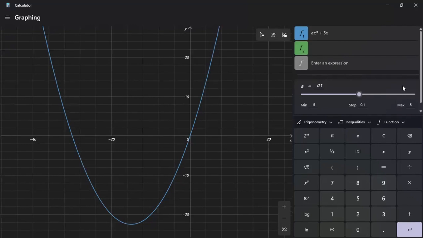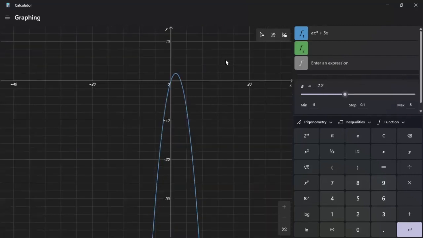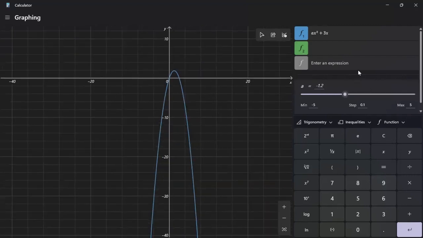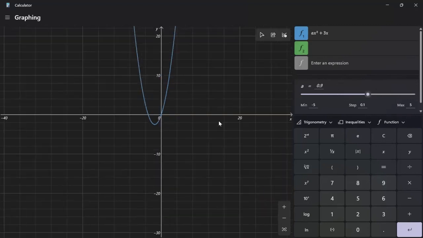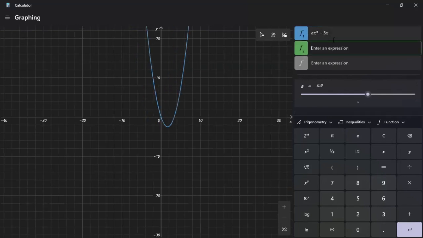If I increase, it still remains a V. And when it is negative, it becomes an opposite V, inverse V. I remember it as: if it is negative, then it is sad, and if positive, then happy. Now let me change this for you. Let me make it minus 3x. Will it make any difference? No. Negative, sad, positive, happy.